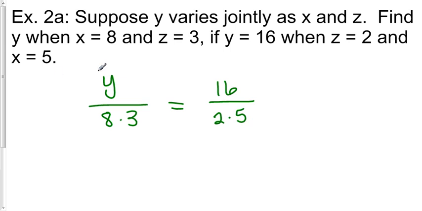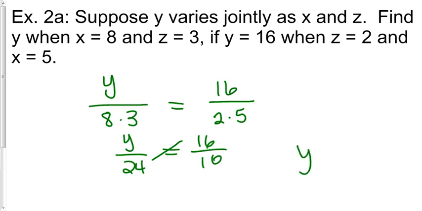So we put the y values on top and we're multiplying x times z in the denominator. So what you need to do is multiply these numbers first before you cross multiply. So I'm going to say y over 8 times 3 is 24 equals 16 over 10. Now let's cross multiply 24 times 16 and then divide that answer by 10. And we get 384 divided by 10. So y equals 38.4.